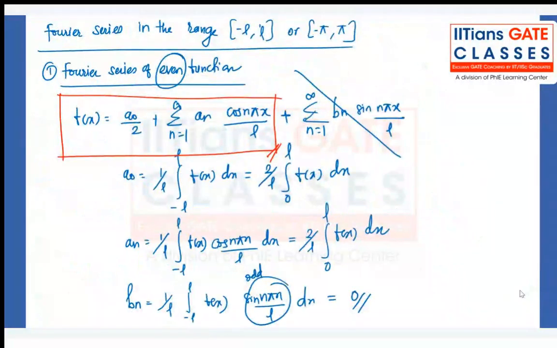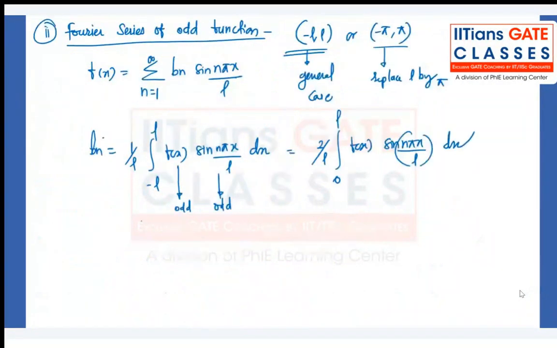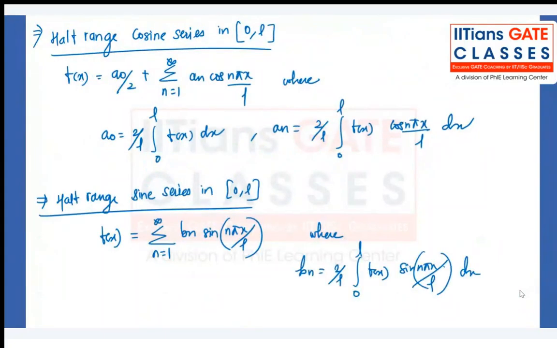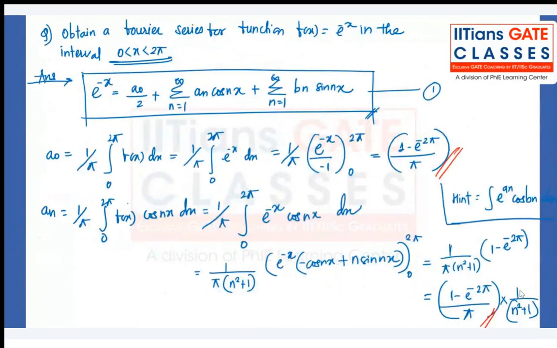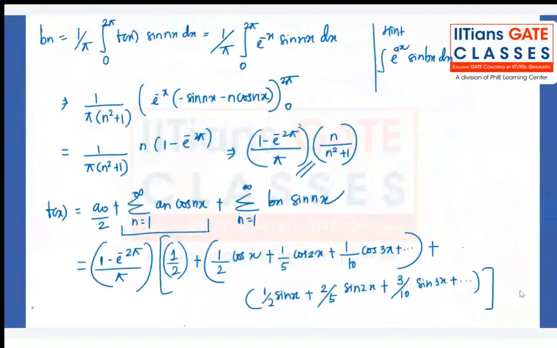studied, right? We also studied how to deal with the odd function and even function, half range sine series and cosine series. And we have solved one full question where we understood how the Fourier series is created for a given function in the range 0 to 2 pi.